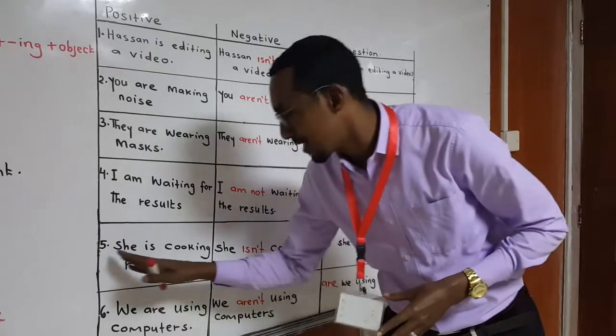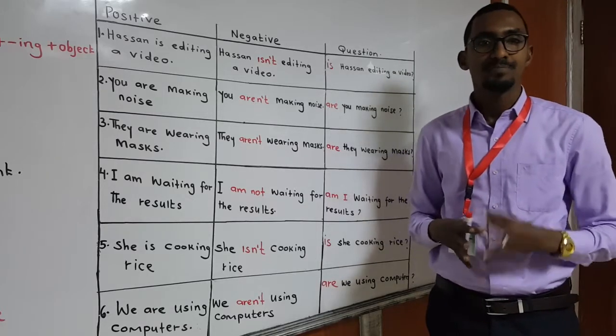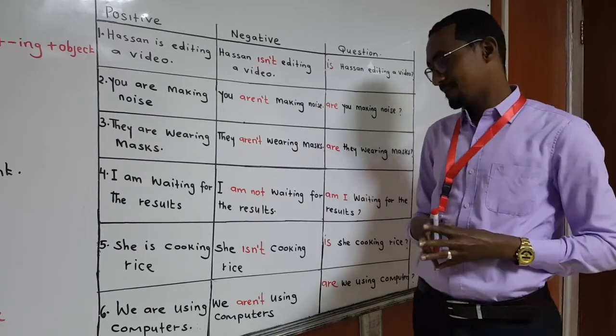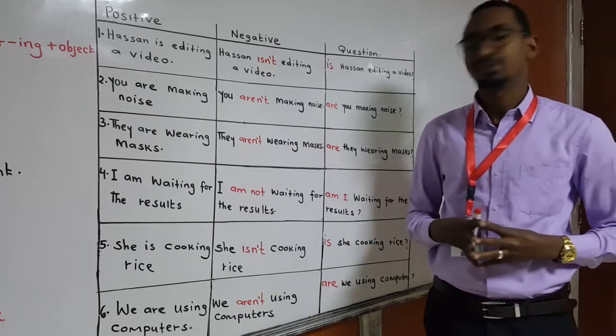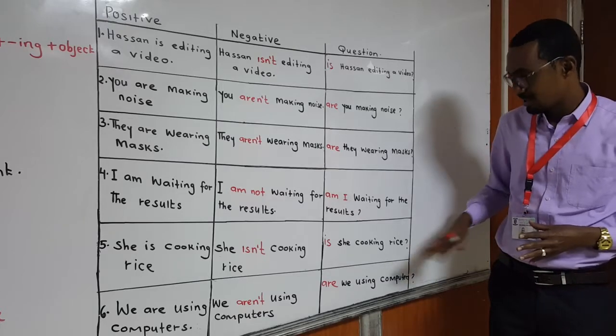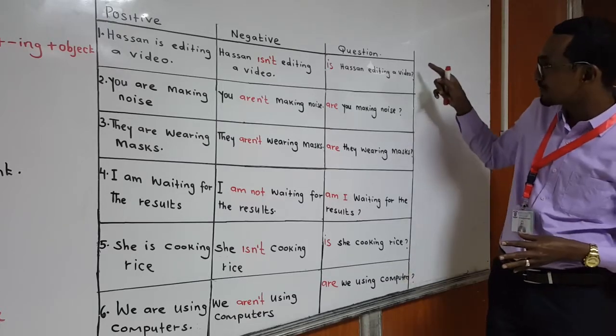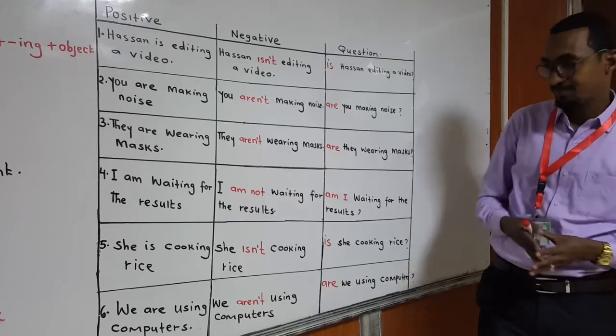Moving on to number 5. She's cooking rice. She's cooking rice, okay? Negative, isn't. She isn't cooking rice. And then question, is she cooking rice? And always, you should not forget the question mark at the end.